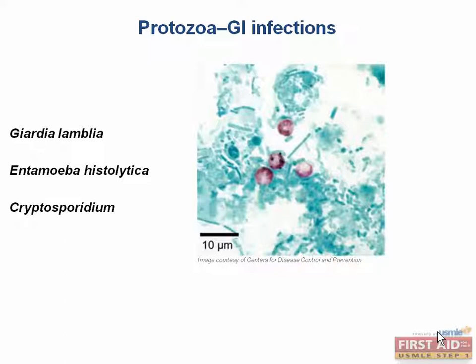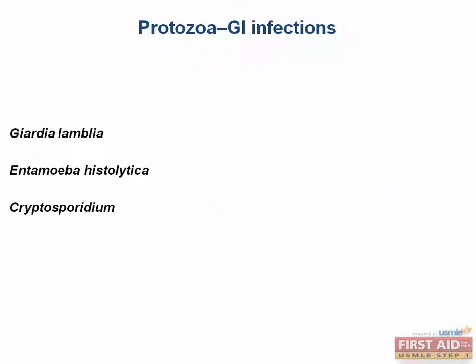The answer is nitazoxanide. Okay, let's quickly review the difference between the diarrheas caused by these three organisms. Fatty diarrhea, Giardia. Watery diarrhea, Cryptosporidium. And bloody diarrhea, Entamoeba histolytica. Excellent job.